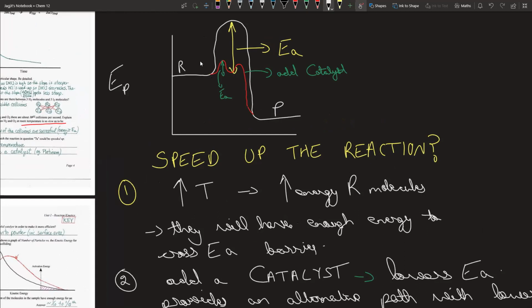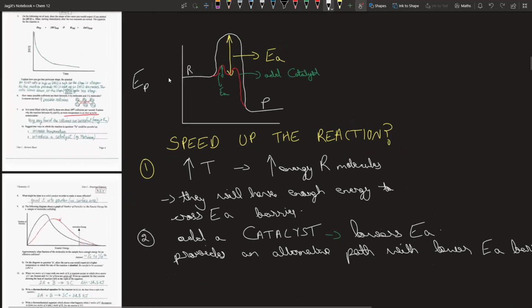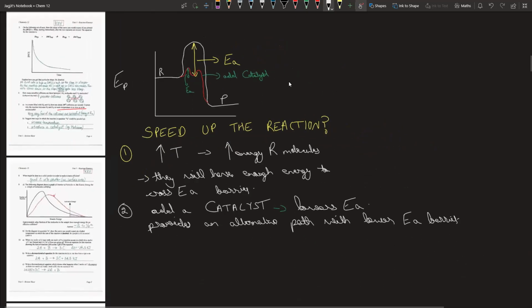Okay, so tell me the two factors that we just discussed. How can we speed up this reaction? We can increase the temperature, and we can add a catalyst. How does increasing the temperature help? When you increase the temperature, you increase the energy of the reactant molecules, so now they have sufficient energy to go past the activation energy barrier. And what about a catalyst? A catalyst just provides an alternative path with lower activation energy, so it's a lot easier for your reactant molecules to go past it.